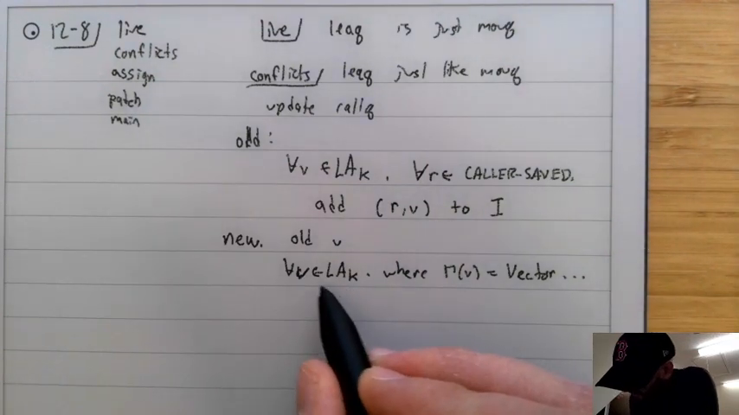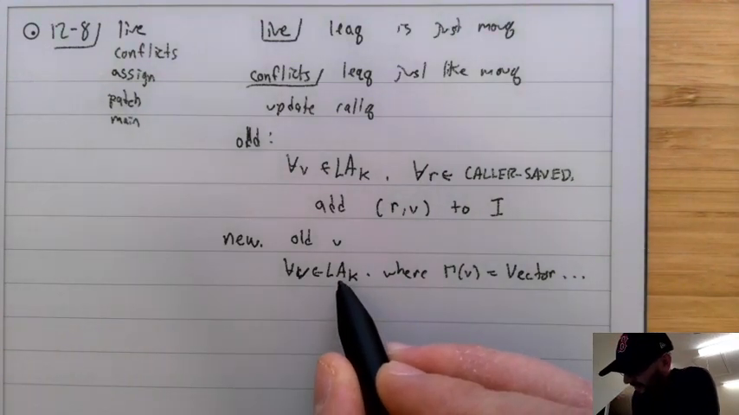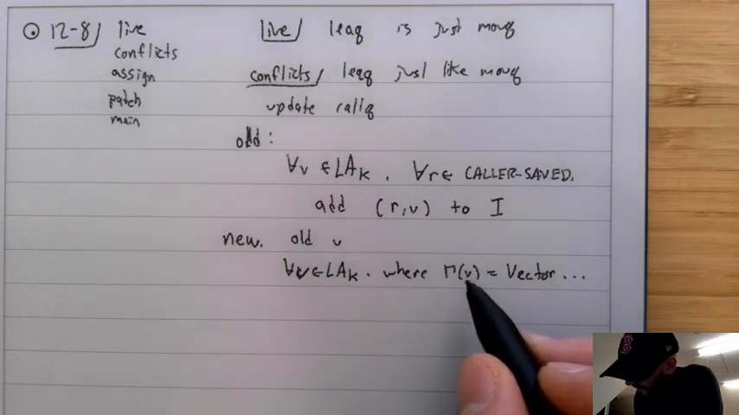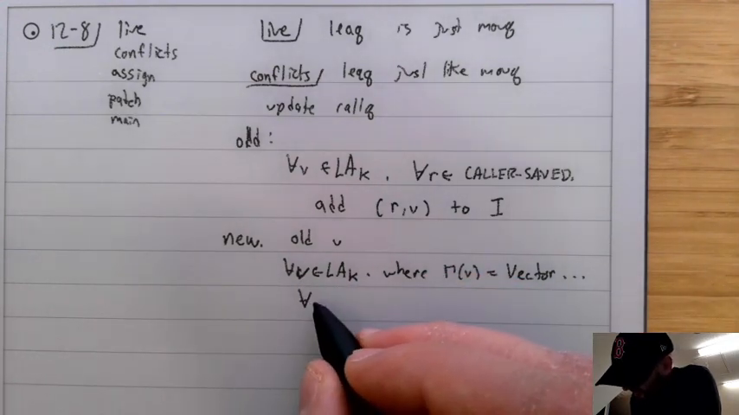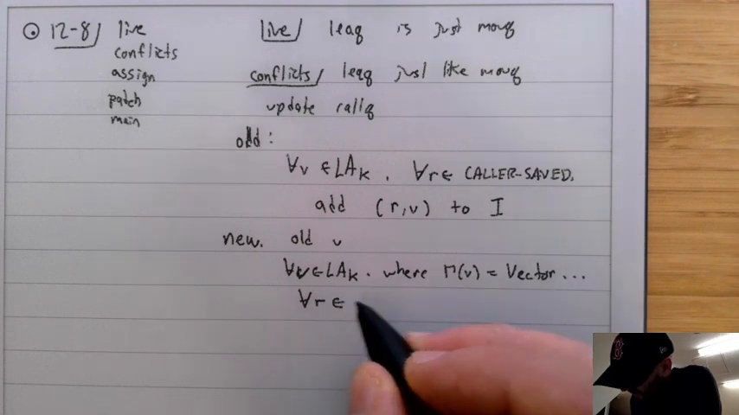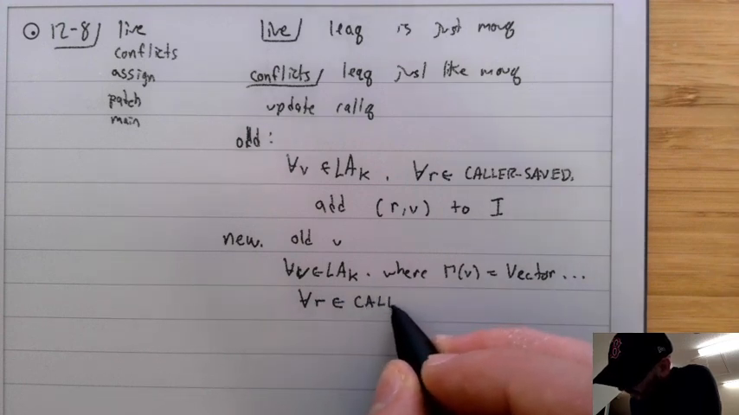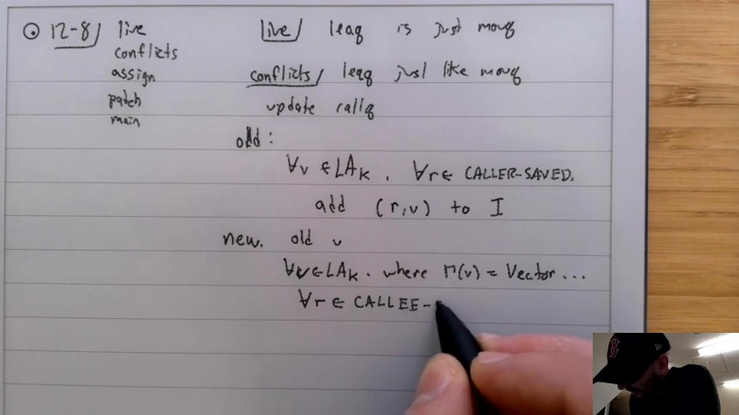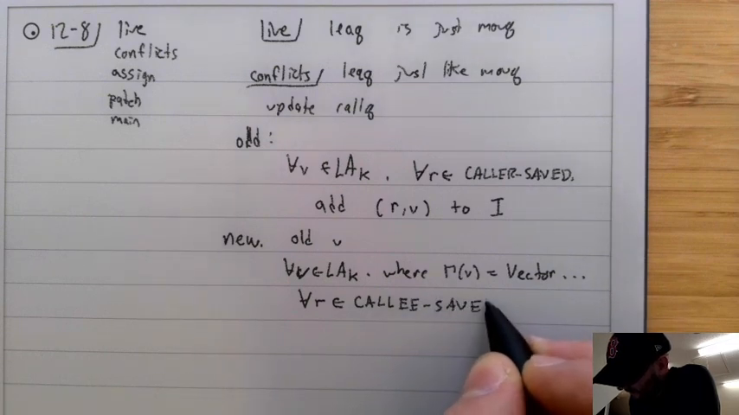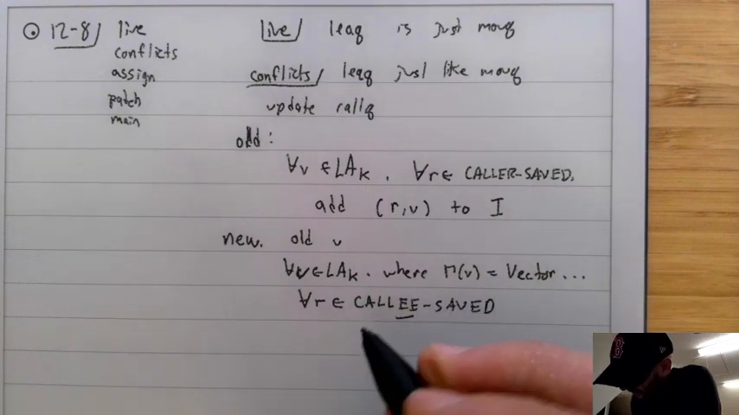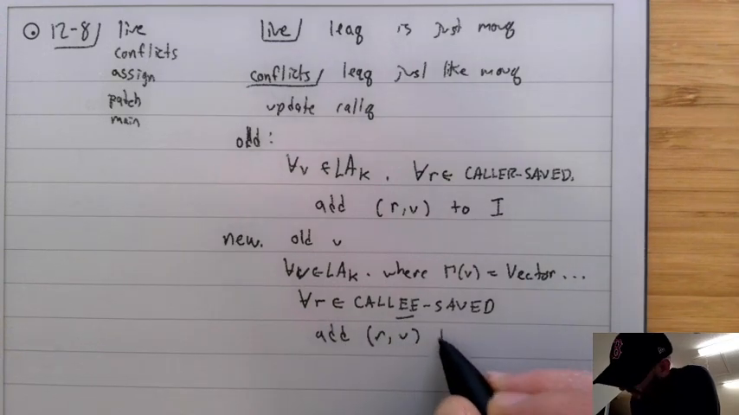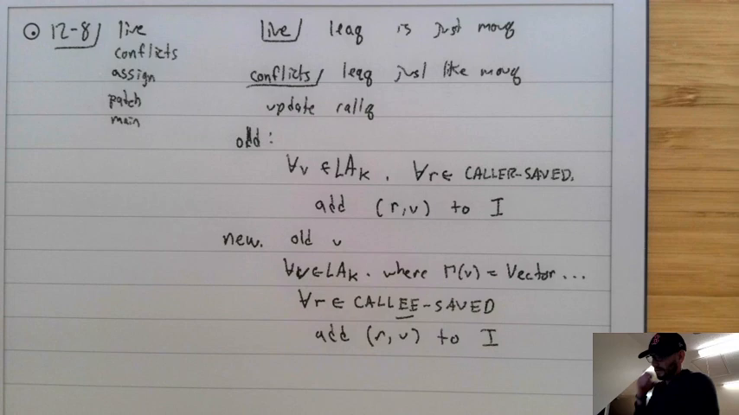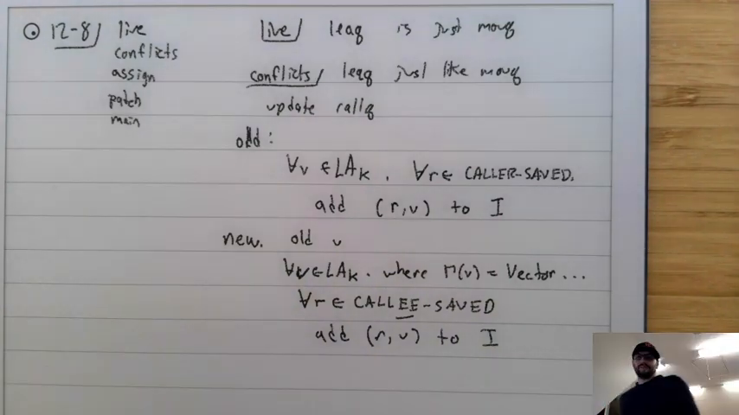So for all the variables that are in the live-after set that are vectors, we need to add additional interferences for all of the registers that are in the callee saved. Notice that there's an E right there. We're going to add RV to I. Okay, what does this do?